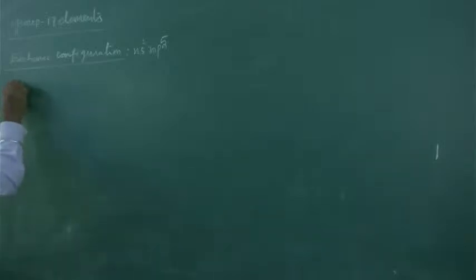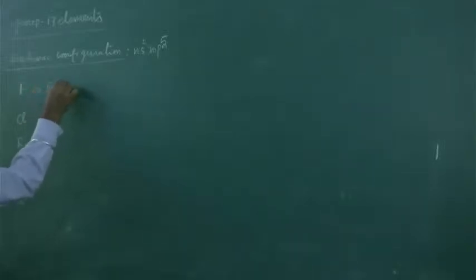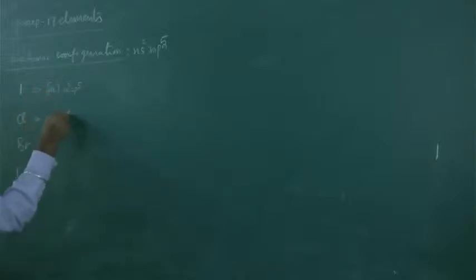So fluorine, chlorine, bromine, iodine, At, that is astatine. So in this case, what is the electronic configuration? For fluorine it is 2s2, 2p5, with helium as the core. For chlorine it is going to be 3s2, 3p5, with neon as the core.